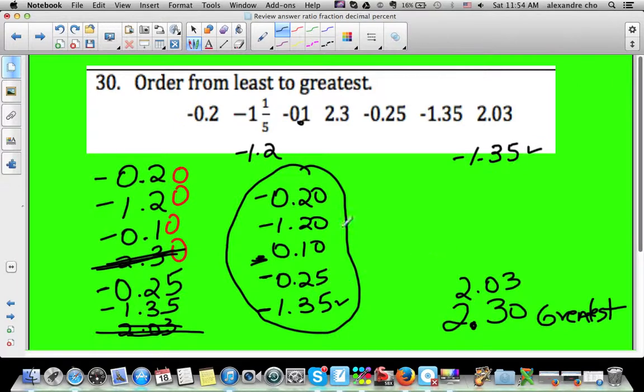Okay, so that's gone. The second biggest number is this guy, negative 1.20. The third biggest number is negative 0.25. The fourth biggest number would be 0.20. And the fifth biggest number would be 0.10. So the smallest number is negative 1.35, and the biggest number is 2.30.